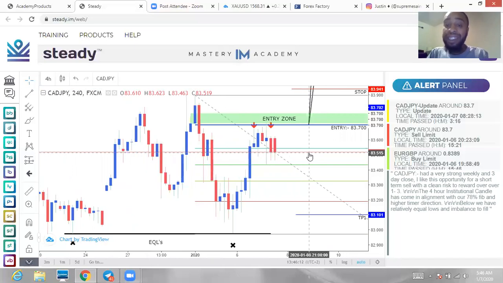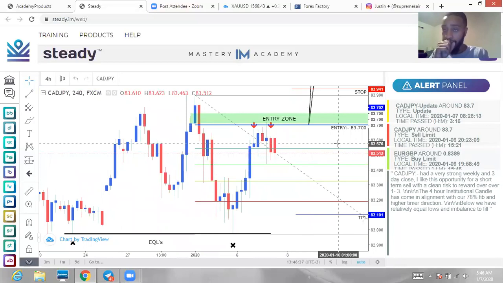So the thing with Steady is sometimes they don't always tell you the actual pip count. So what I personally advise is there's two ways that you can go about doing this. Actually, three. You could either use simple math and be like, 83.700 is going to be the entry. The stop loss is going to be 83.94. If you want to do simple addition and subtraction, you can do that.